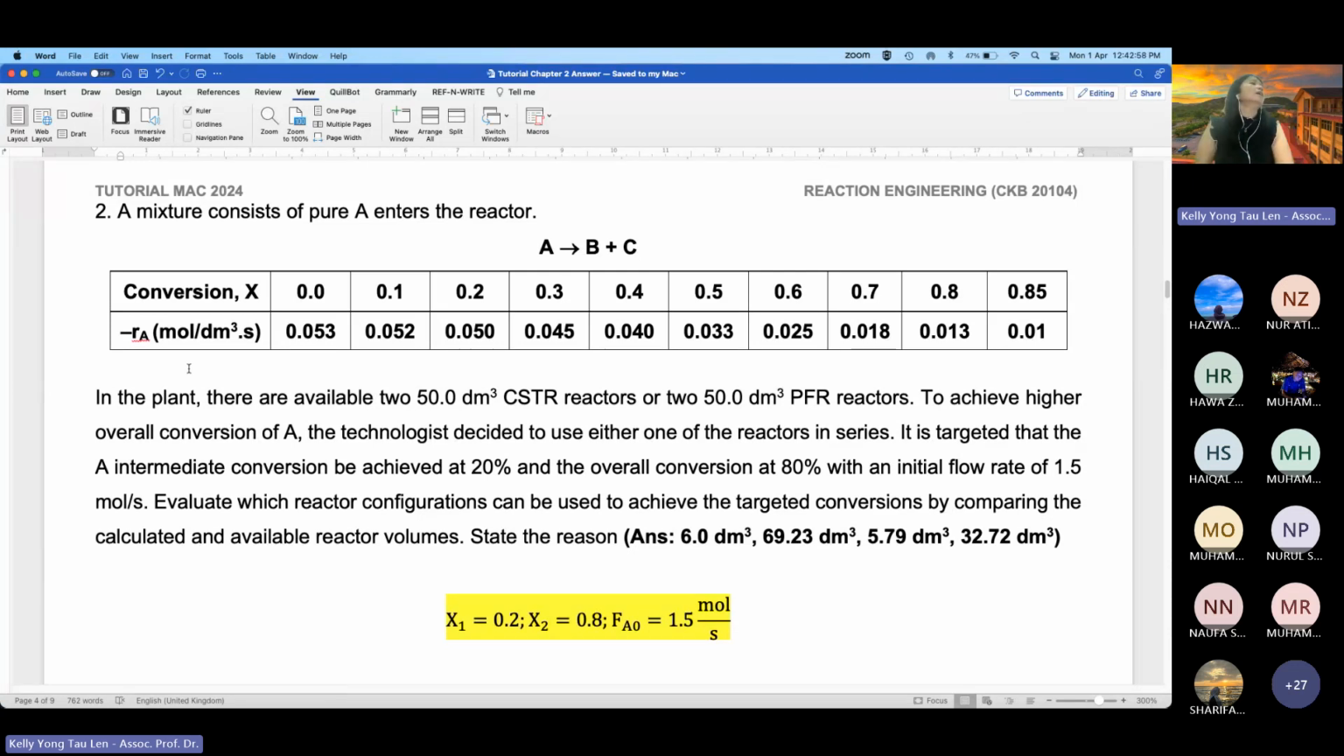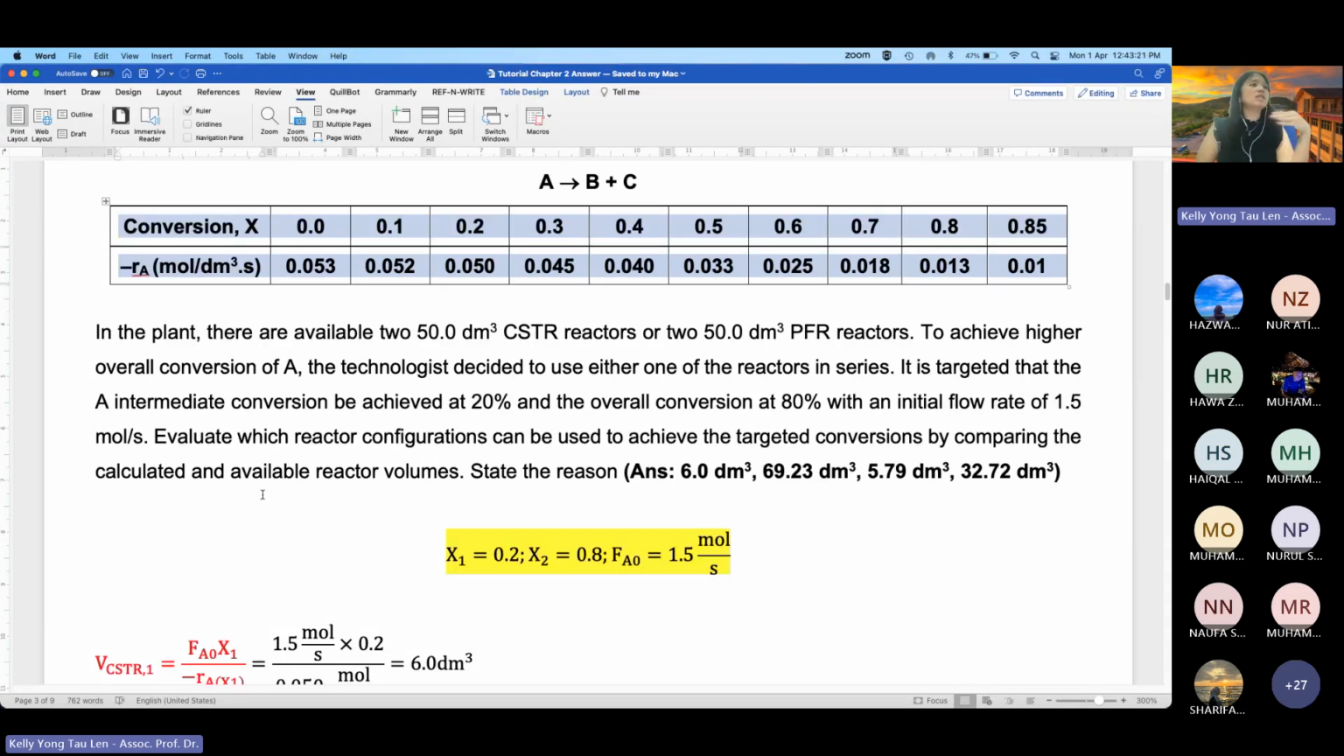A mixture consists of pure A and just the reactor. So again, in the question I only have 1 reactant and 2 products. The question gives you again the table, which is understandable. We have already done a few questions using the table, so it should be no problem for you to understand it. However, let us understand the question. You can see the question is becoming longer and longer, so the challenge is to understand the question.